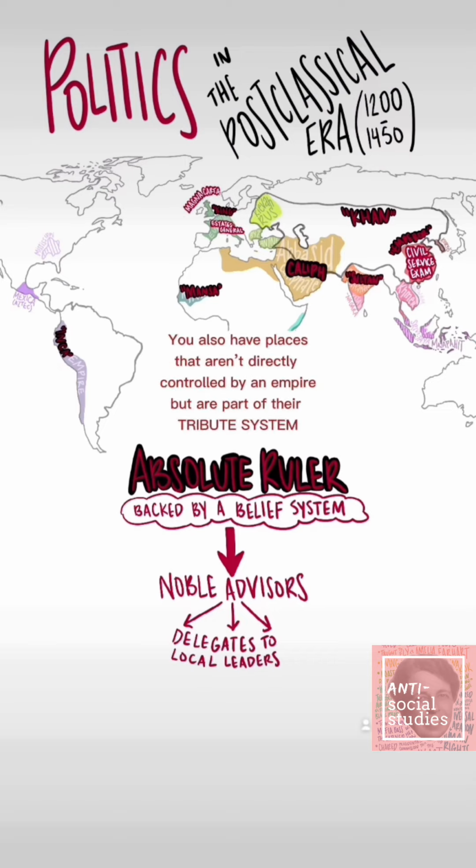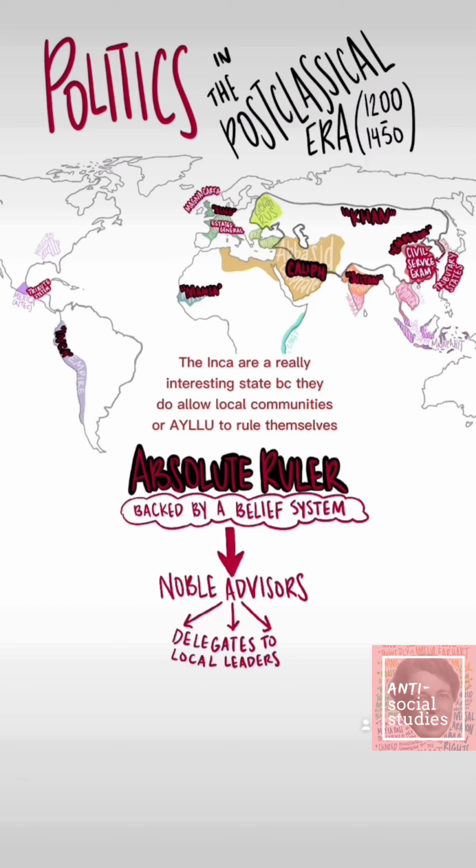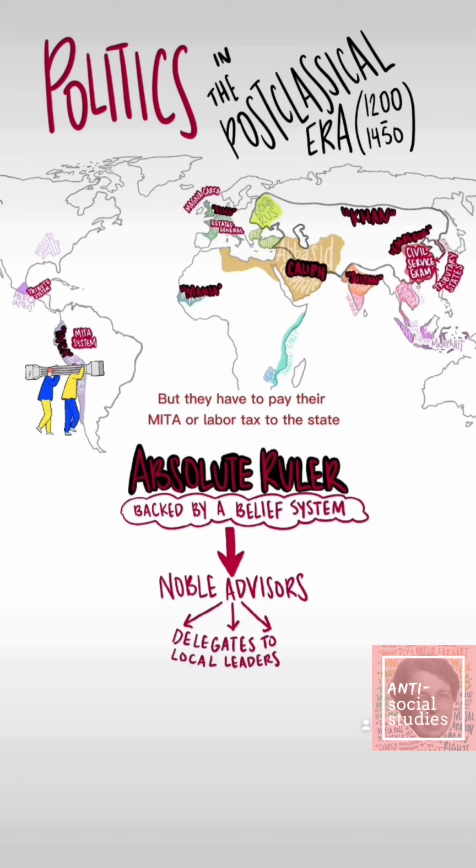You also have places that are not directly controlled by an empire, but are like tributary states, like China, the Aztecs, and the Majapahit. The Inca are a really interesting state because they do allow the local Ayllu to kind of rule themselves, but they have to pay their mita, or their labor tax, to the state.